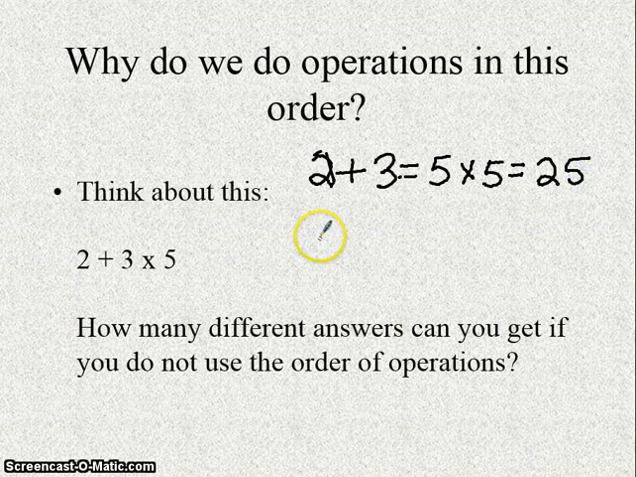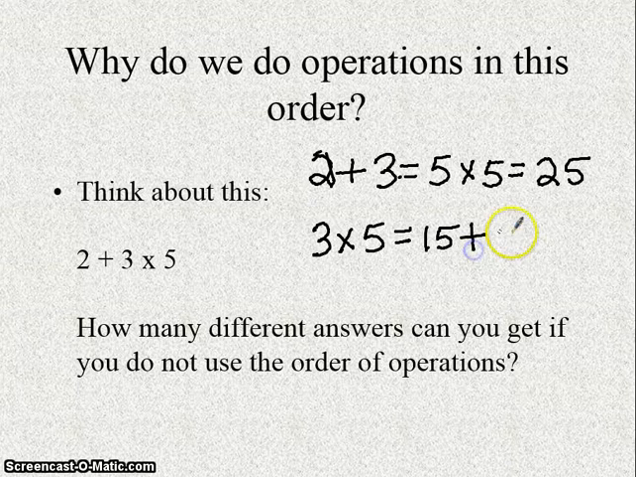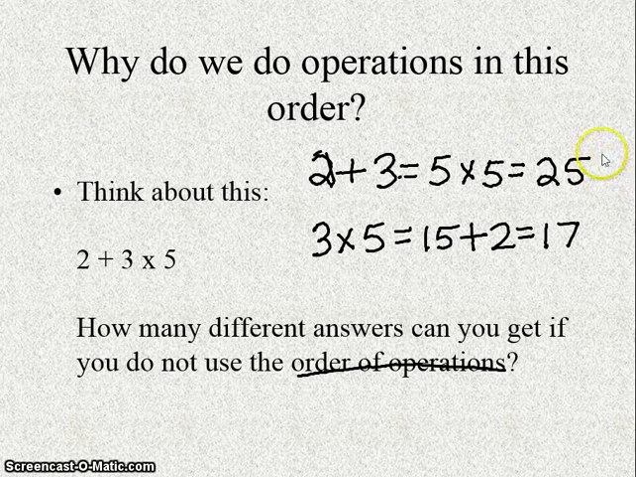Or maybe you would want to multiply first. So 3 times 5 is 15, plus 2 more would make 17. If there were no order of operations by which you had to simplify it, you could get 2 different answers. And if there were no order of operations, essentially both answers would be right.